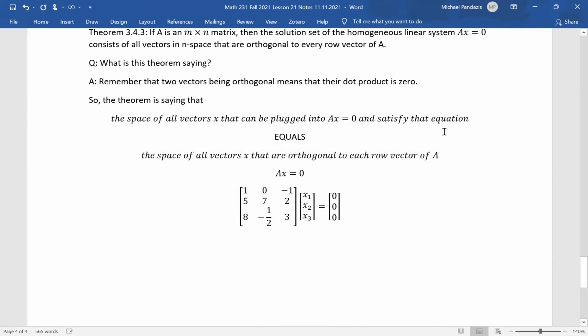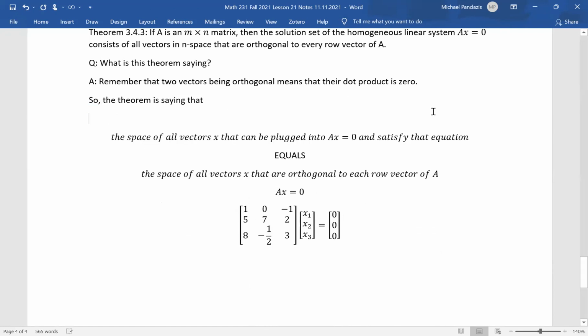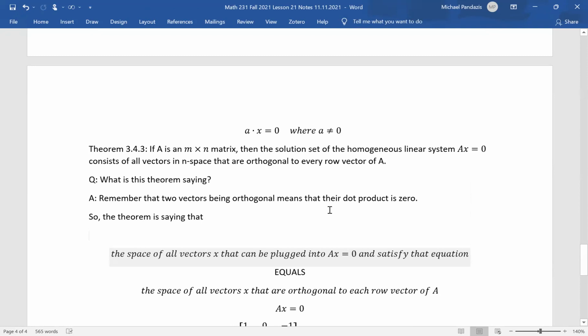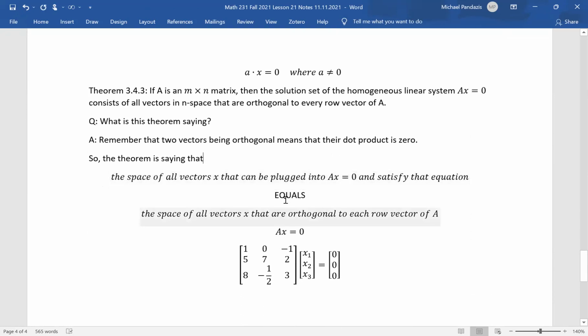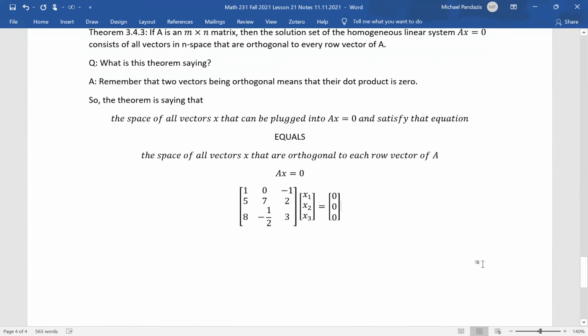Okay, so the theorem is saying that the space of all vectors, they're equal. Okay, so that's theorem 3.4.3. Now new thoughts. So now I'm not explaining the theorem anymore.